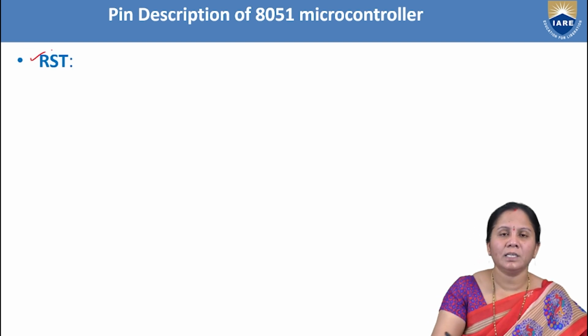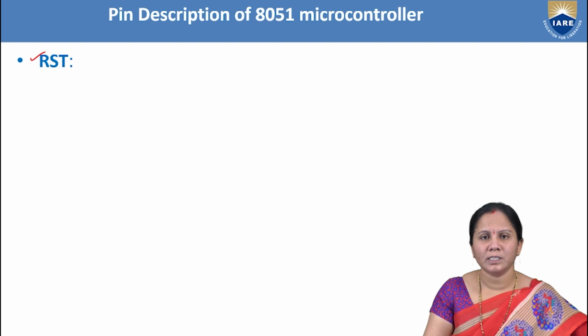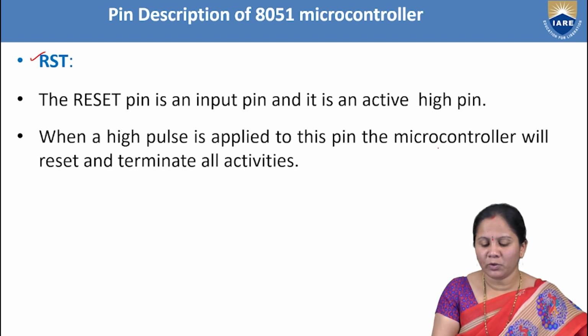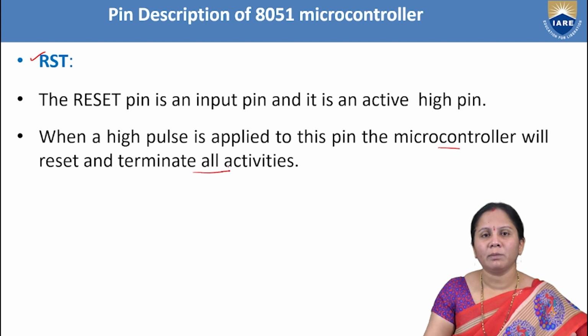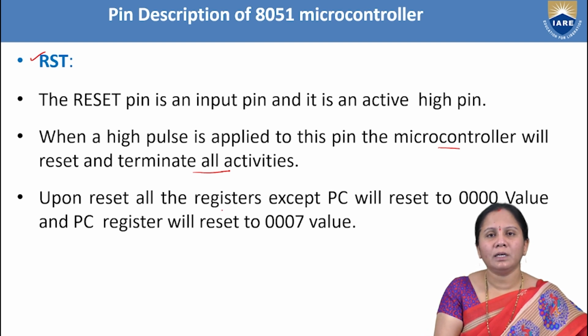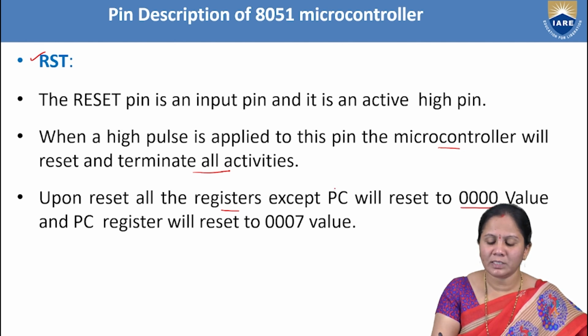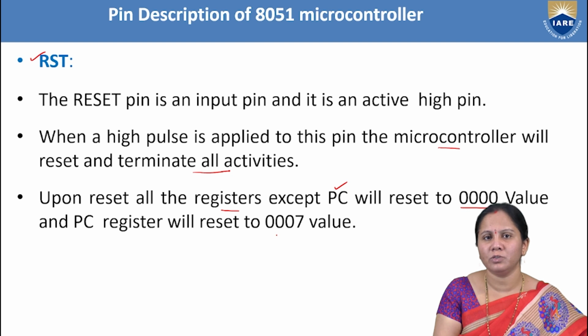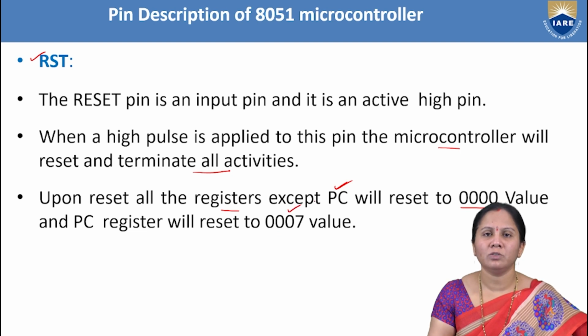And here RST is another signal. RST stands for reset. When this signal is enabled, the microcontroller will get reset, and it terminates all the activities. Upon reset, all the registers become 0000, but the PC register, that is the program counter, will be filled with 0007.